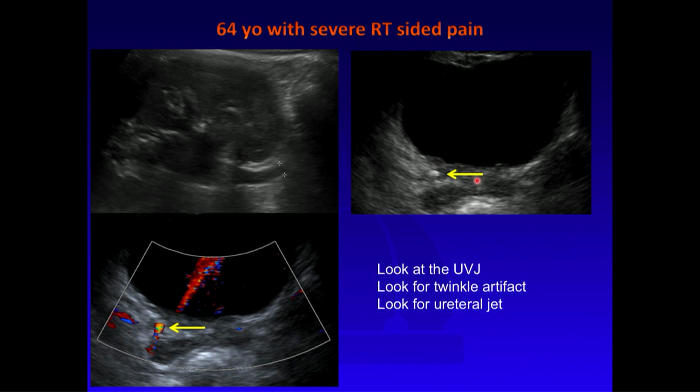And if the bladder is distended, you can see it. So here's the distal right ureter with a stone. And there is a little twinkle artifact behind the stone, and this patient happened to have a little bit of a ureteral jet, so he doesn't have complete obstruction, but always look for that.